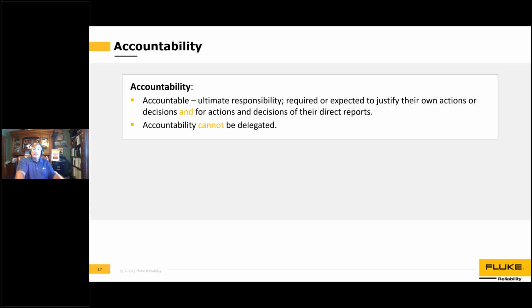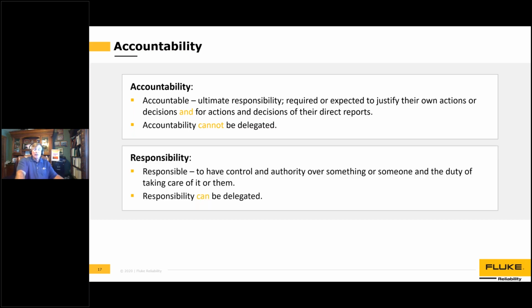Accountability cannot be delegated. Okay, so if you're accountable for something, you cannot make somebody else accountable for it. Right? Accountability sticks with the person. Responsibility, on the other hand, is to have control and authority over something or someone and the duty of taking care of it or them. So responsibility can be delegated.